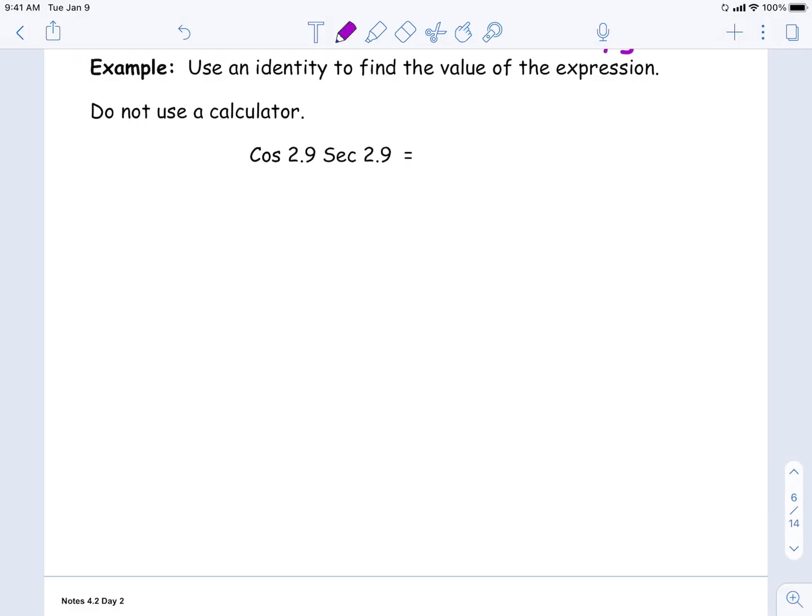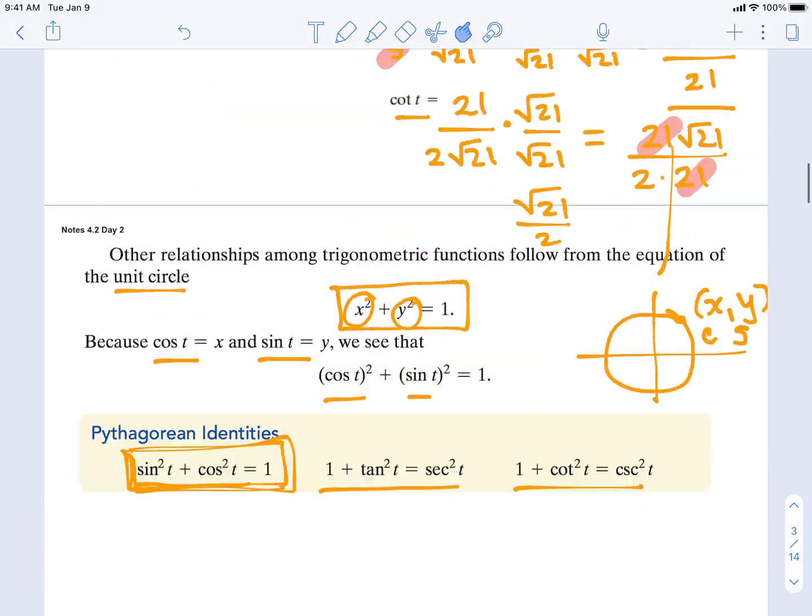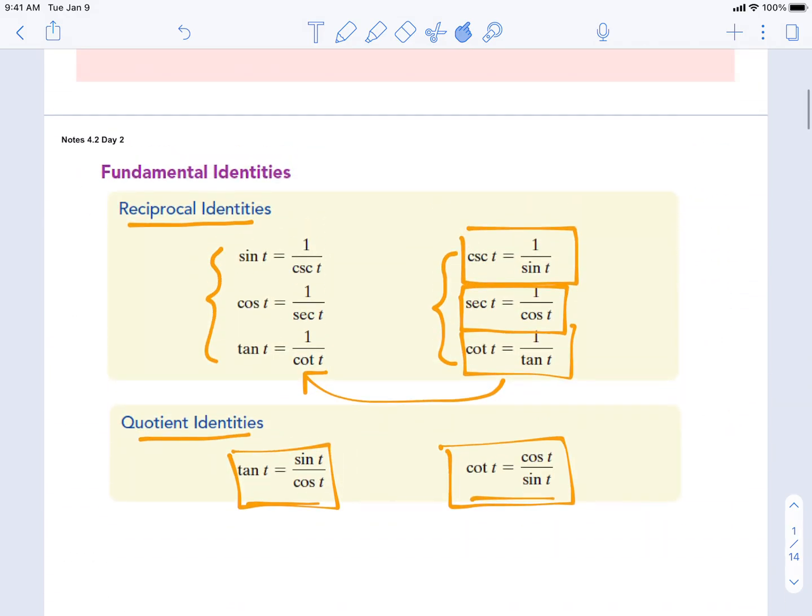All right, this first example, we're going to use an identity to find the value of the expression. So we have the cosine of 2.9 times the secant of 2.9. So we're going to go up to our identities. We're working with cosine and secant. Notice the relationship between these two. They are inverses of each other.